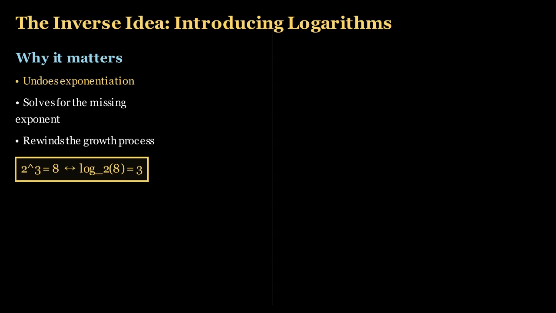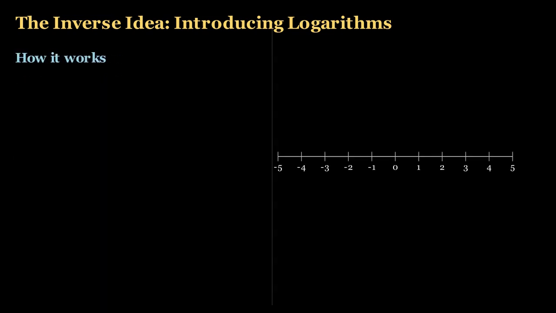Let's build the logarithm from the exponent rules you already know. You know that 2 raised to the power of 3 is 8. The logarithm simply reads this statement backwards. The base of the logarithm is the same base from the exponent. The argument is the result of the exponentiation. And the answer, the logarithm itself, is the exponent. So log base 2 of 8 equals 3 is just a compact way of saying that the power I need to raise 2 to, in order to get 8, is 3.